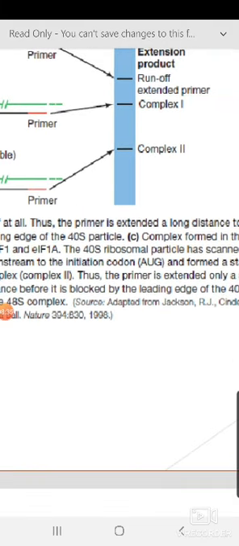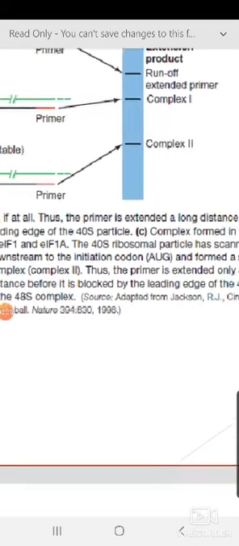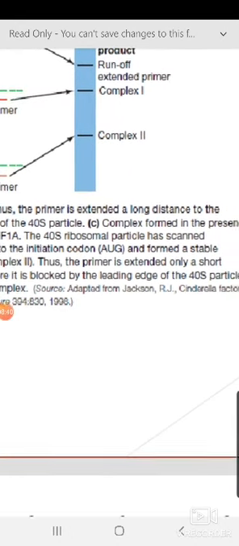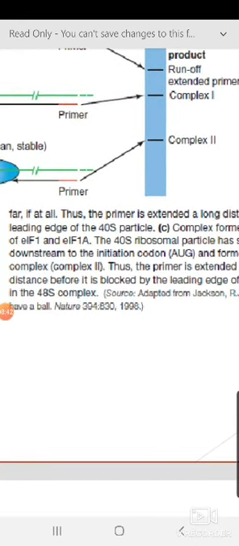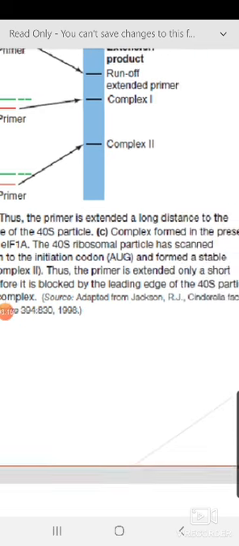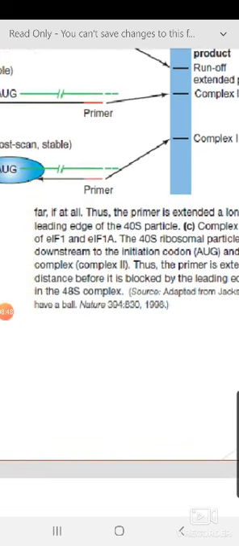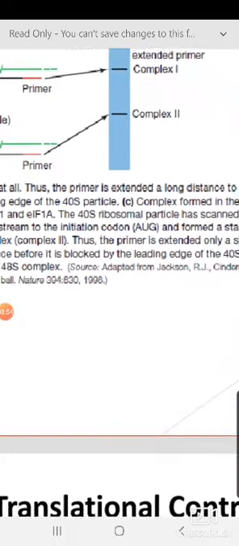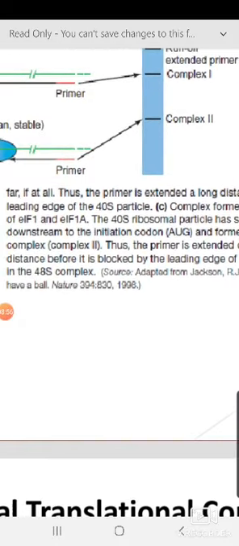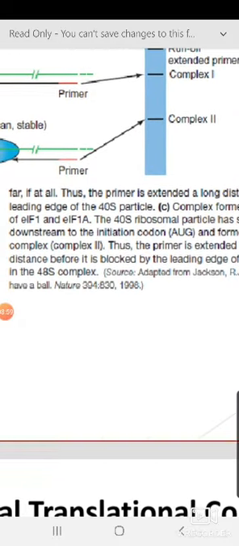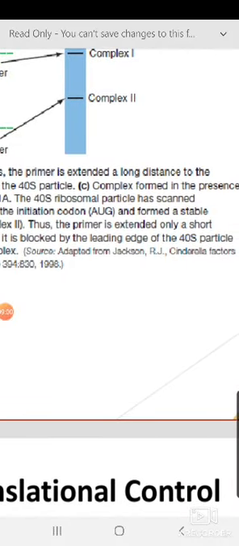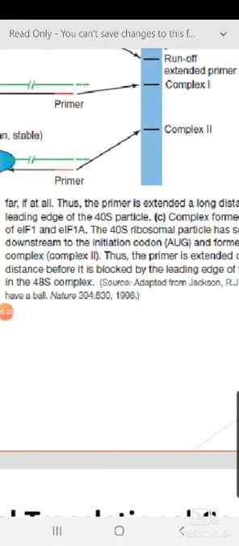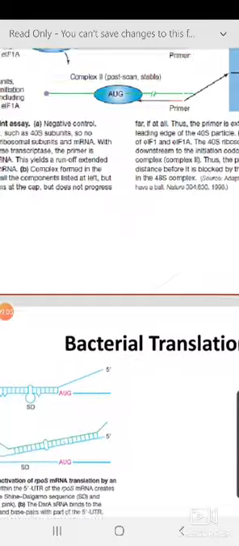So what is in C? This is the last diagram. It shows the complex formed in the presence of EIF1 and EIF1A. The 40S ribosomal particle has scanned downstream to the initiation codon and formed a stable complex that's called complex 2. Thus the primer is extended only a short distance before it is blocked by the leading edge of the 40S particle. So that's what this whole assay shows.